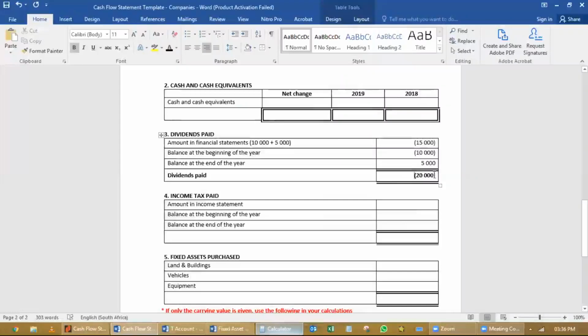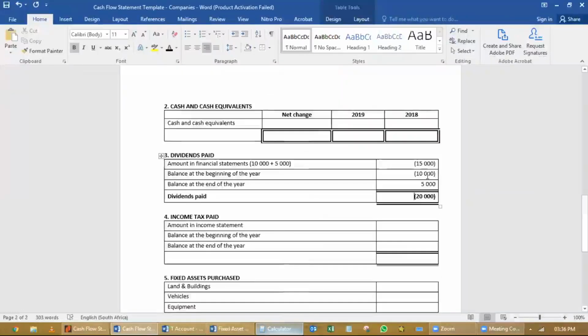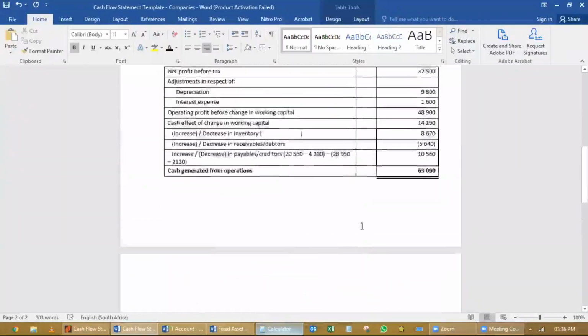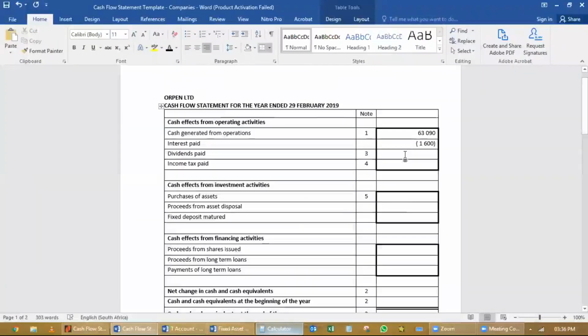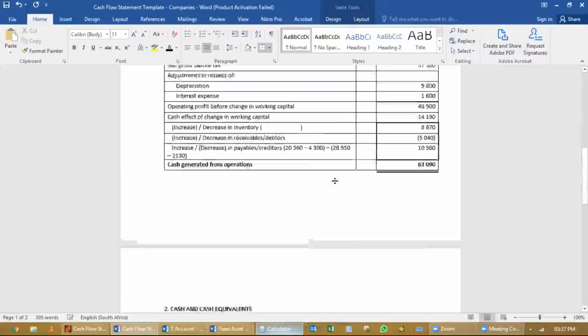Happy? And then this amount we just take to our notes because it was note number 3. Take it here to my cash flow statement. It's 20,000 in brackets because it's an outflow. Everything that I pay is an outflow. Alright. And then number 4 is the income tax paid.